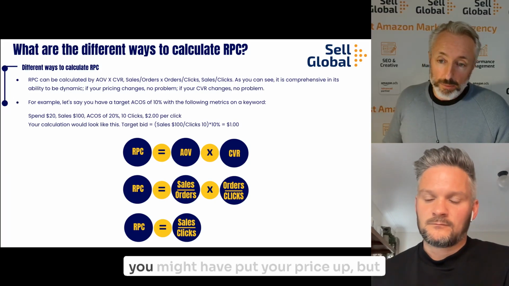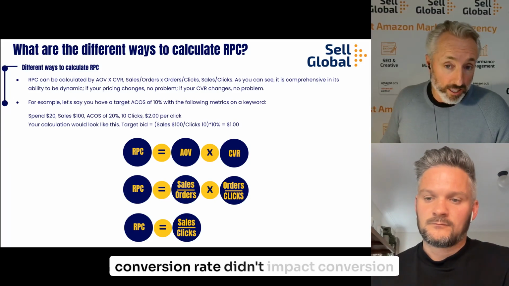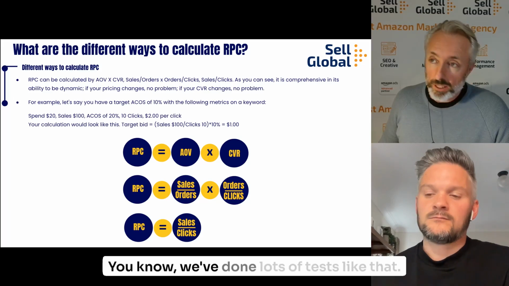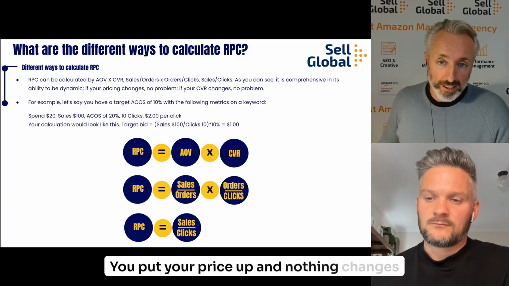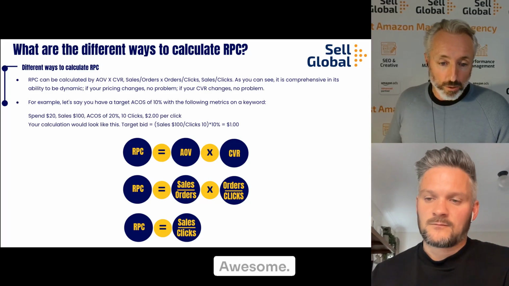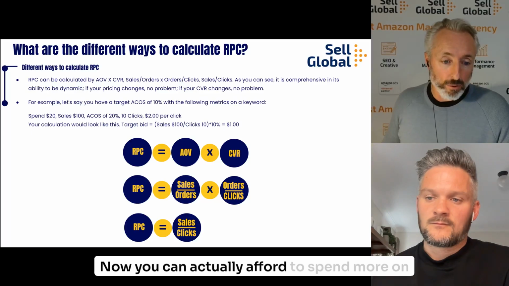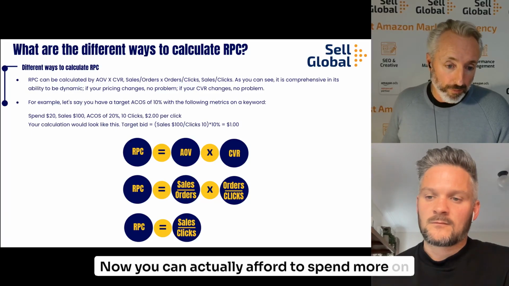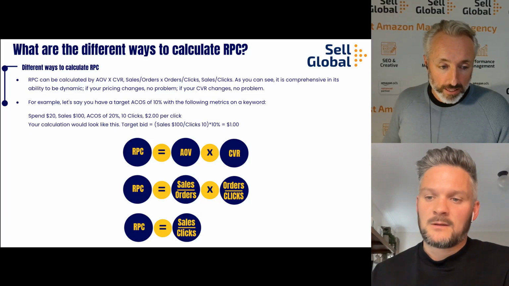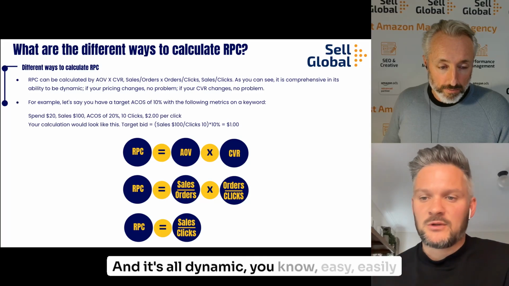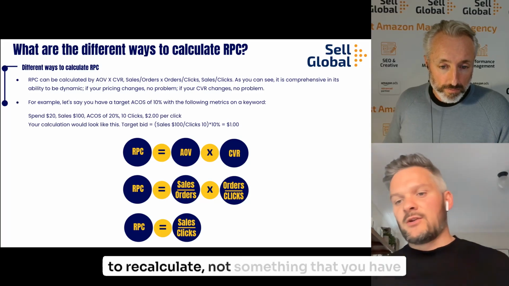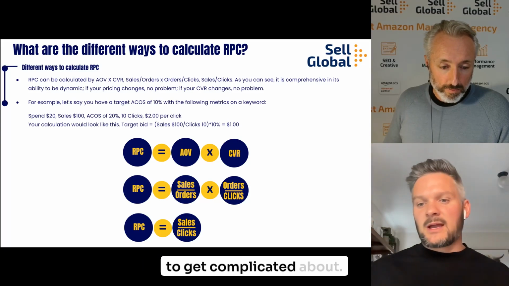Or if your average order value is going up, you might have put your price up, but it didn't impact conversion rate. We've done lots of tests like that. You put your price up and nothing changes from conversion rate. Awesome. Now you can actually afford to spend more on each bid. So it's all dynamic, easy to recalculate, not something that you have to get complicated about.